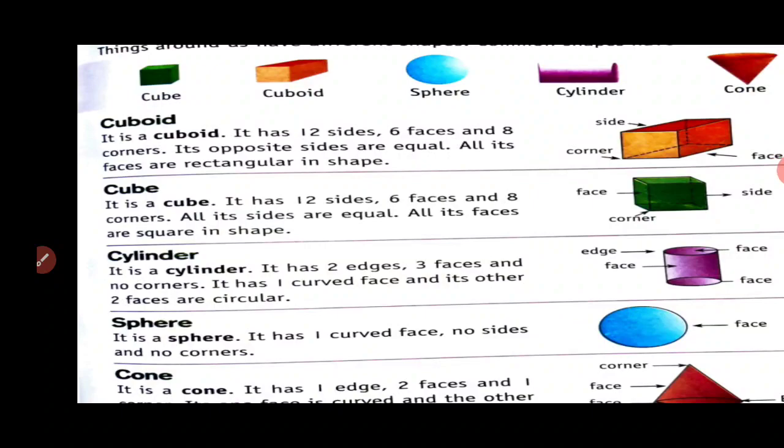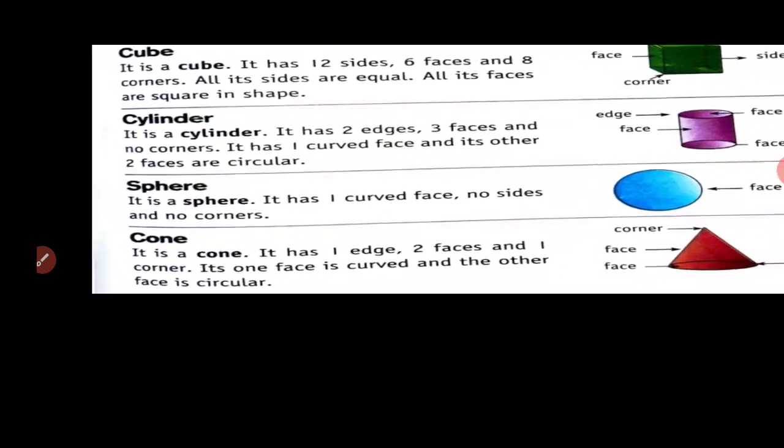Okay? The next picture is a sphere. As you can see, the blue colored picture is of a sphere. It has no side and no corner. It has only one curved face, children. Only one curved face.